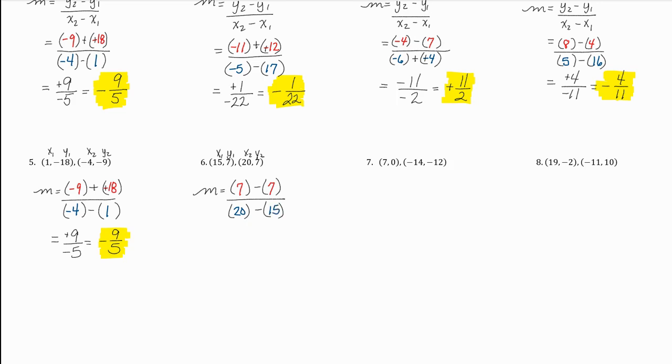So let's simplify our numerator. 7 minus 7 is 0. And then 20 minus 15 is 5. And 0 divided by 5 is just 0. So here we can show that we have a 0 slope. And that's okay. In yesterday's lesson, we learned about having a 0 slope. It's when the letter m, or the variable m, is equal to 0.